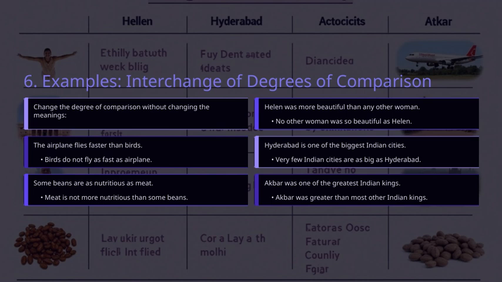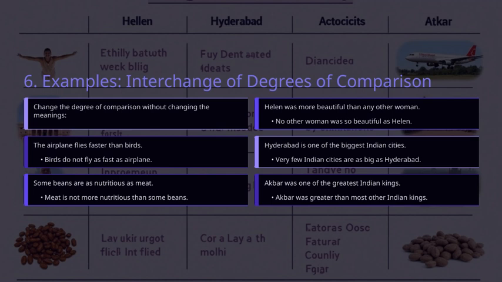Similarly, with "Hyderabad is one of the biggest Indian cities," we can say, "Very few Indian cities are as big as Hyderabad." This way, we're highlighting Hyderabad's size relative to other cities. Finally, "Akbar was one of the greatest Indian kings" can be rephrased as "Akbar was greater than most other Indian kings." This comparison helps us understand his stature in history.